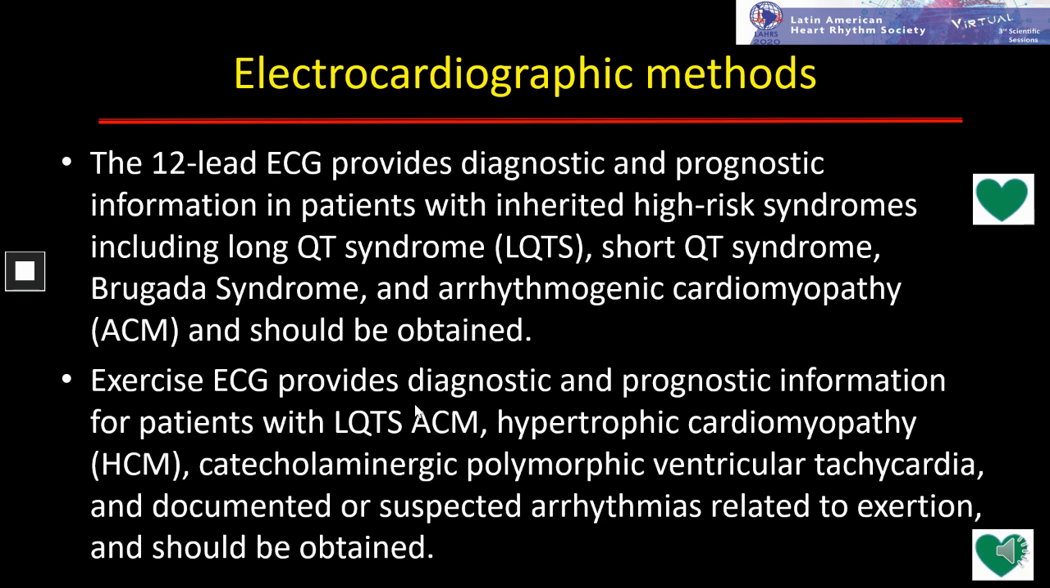First, the ECG. The 12-lead ECG is the most important tool. The 12-lead ECG provides diagnostic and prognostic information in patients with inherited high-risk syndromes, including long QT, short QT, Brugada, and ARVC.